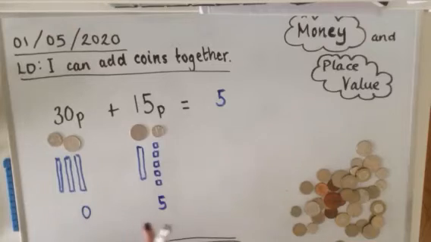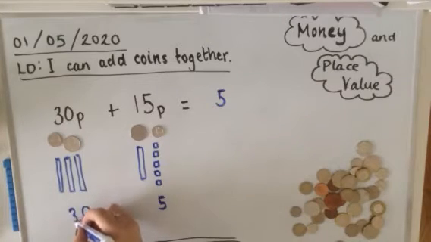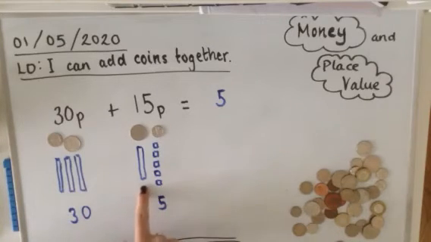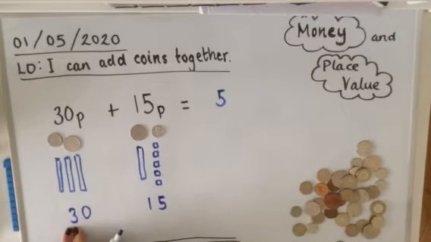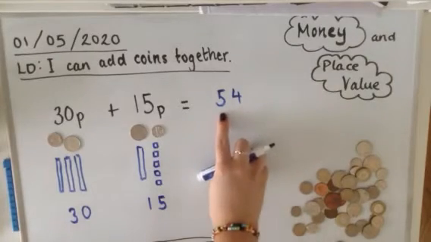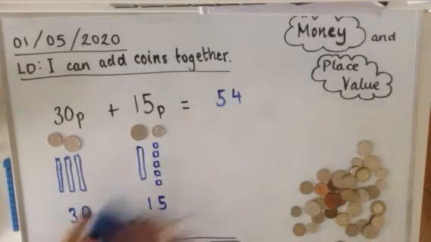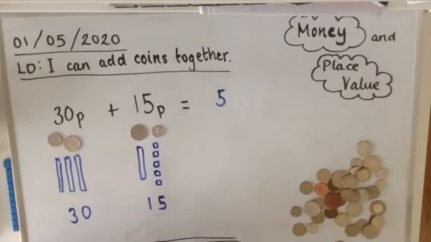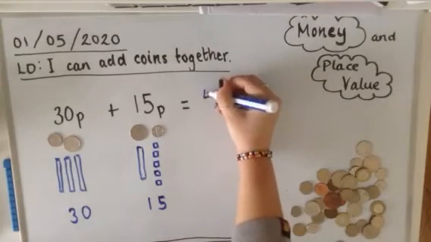Now I need to look at my tens. In 30 I have 1, 2, 3 tens. So I'm going to put 3. And then 15 I have 1 ten. So I would add these together. 3, and I have 1 more, so 1 more than 3 is 4. So that is 40. Now I'm not going to put my 4 here, because that would mean I have 5 tens and 4 ones. That would be incorrect. That would be wrong. My tens need to go here.